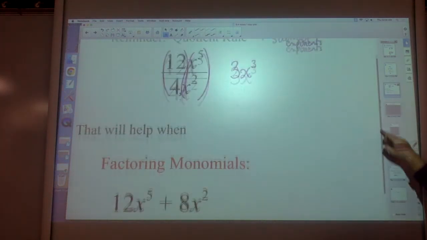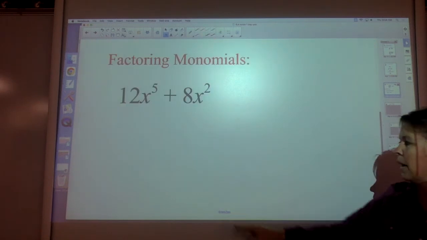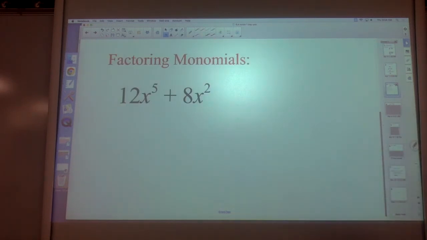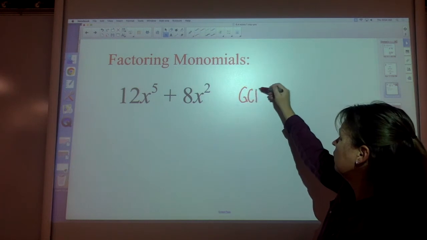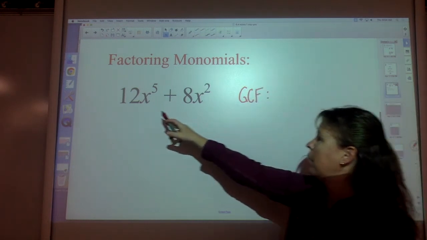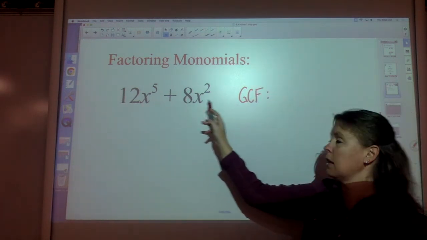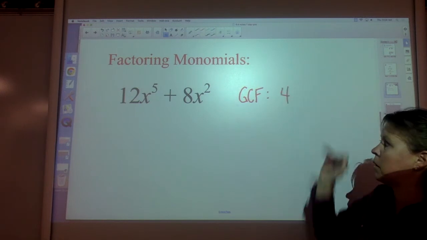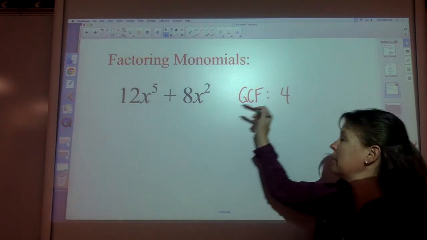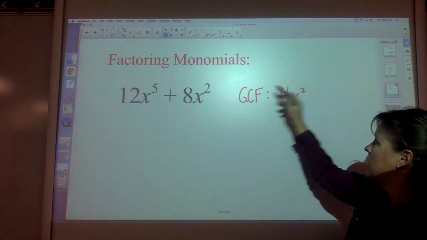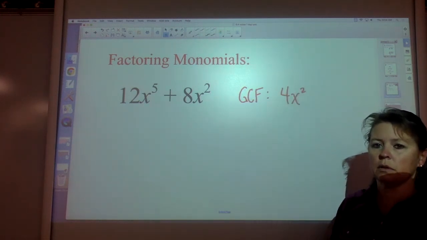This time we have a binomial, 12x to the 5th plus 8x squared. We have to find its greatest common factor. So find that first. It's the GCF, what we just did. What goes into 12 and into 8? The greatest common factor that goes into both is 4. How many x's do they have in common? 2. Always take the smallest number of exponents.